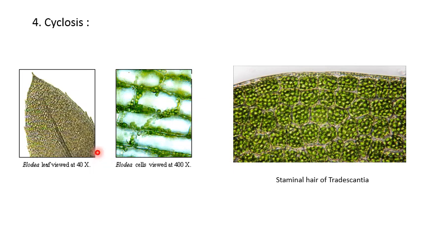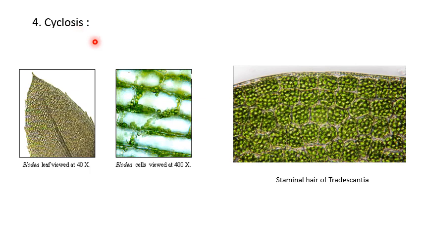This is the leaf of Elodea, and here we can find the cells. In each cell there is a central large vacuole. Surrounding that vacuole, the protoplasm moves in one direction. It is unidirectional, and this movement is known as rotatory movement. That is one kind of cyclosis movement.